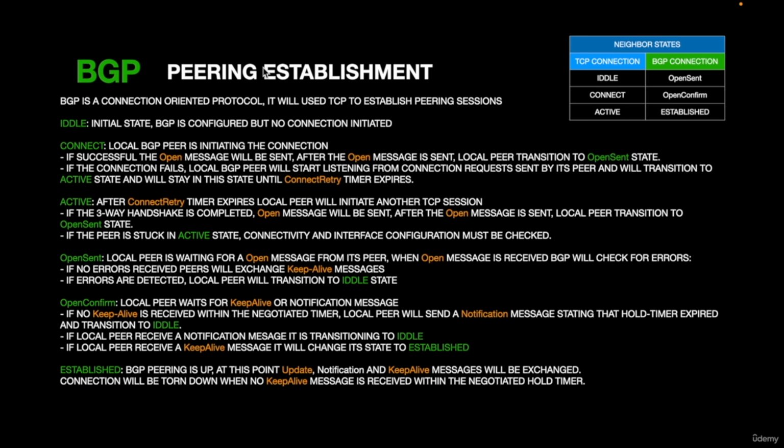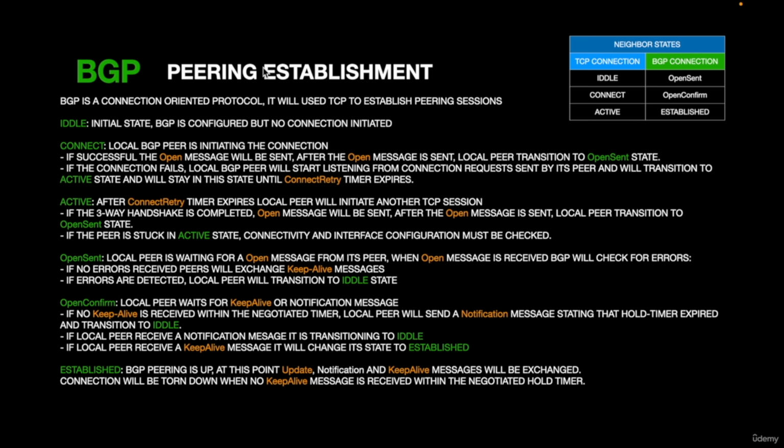If the local peer initiated a connection which is successful, it will send the open message, and after sending the open message, the peer will transition to open state. If the connection fails, the local BGP peer will start listening for connection requests sent by its peer and will transition to active state and will stay in the state until the connect retry timer expires. After the connect timer expires, it will try again to initiate another TCP session.